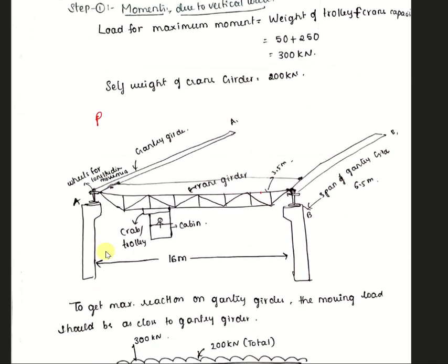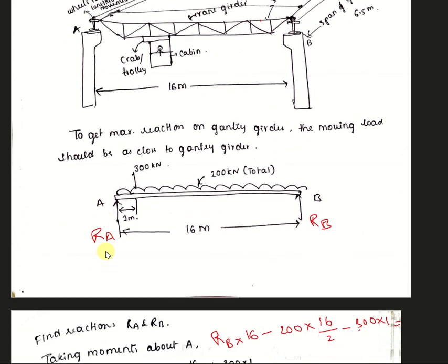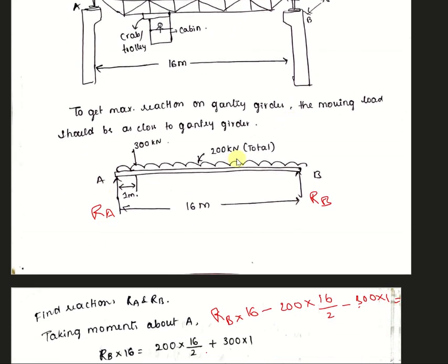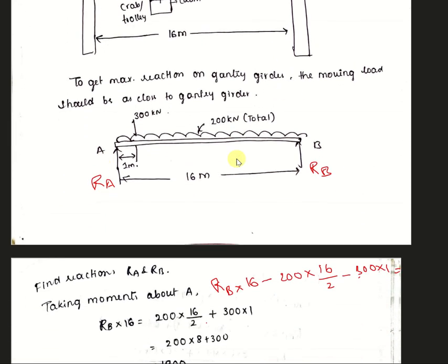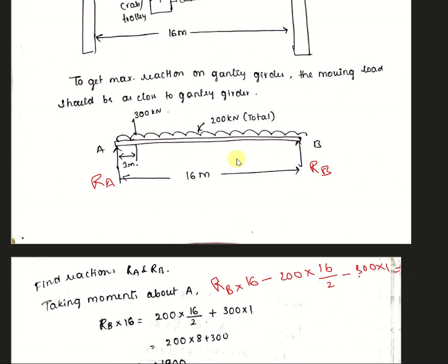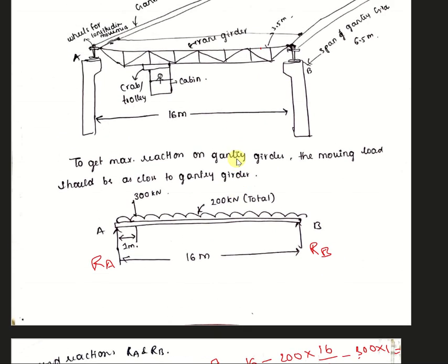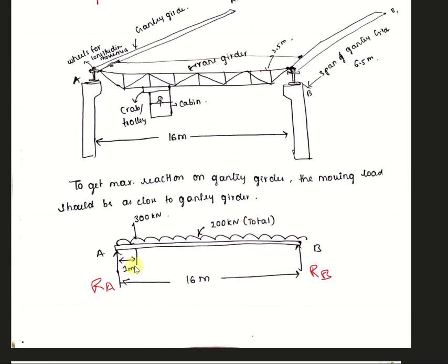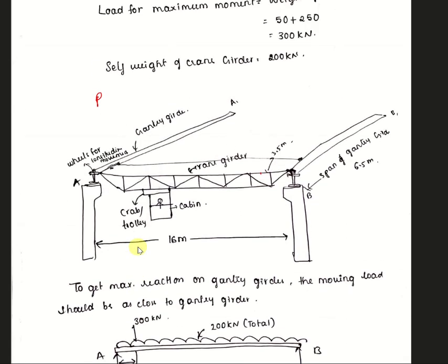So we have to now find out the maximum reaction on gantry girder. The moving load should be as close as possible to the gantry girder. So what is the maximum possible closeness? So this is 1 meter apart. You cannot go beyond that. So the maximum, so totally 300 kilonewton, right?